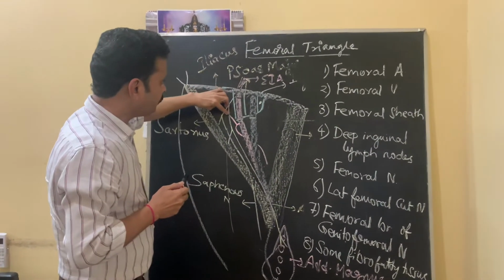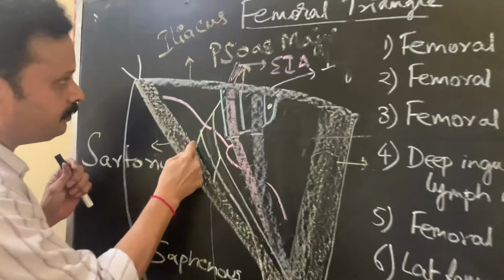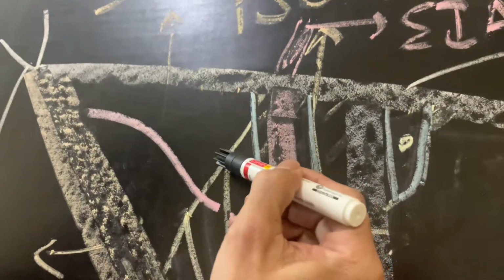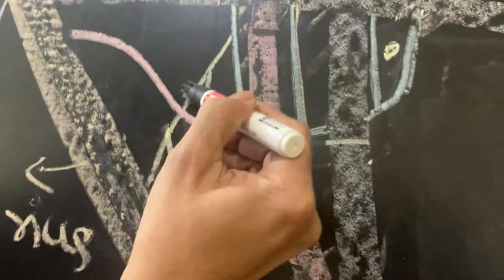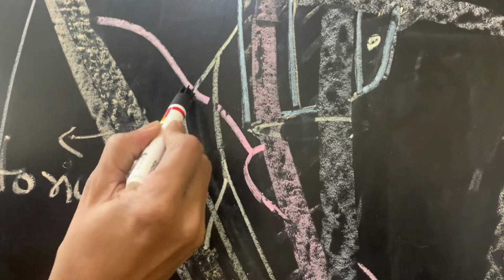and divides into anterior division and posterior division. So this is the femoral nerve. It is dividing into anterior division and posterior division. So this one is the anterior division and this one is the posterior division.